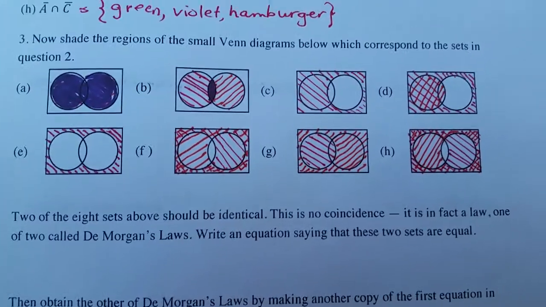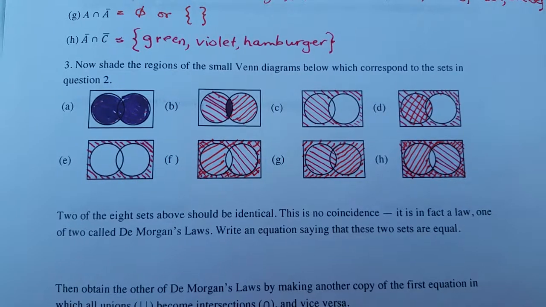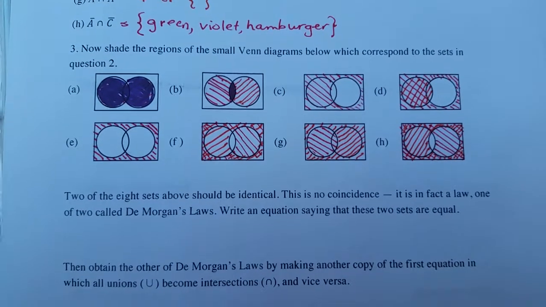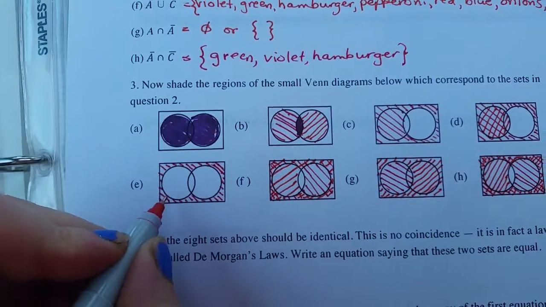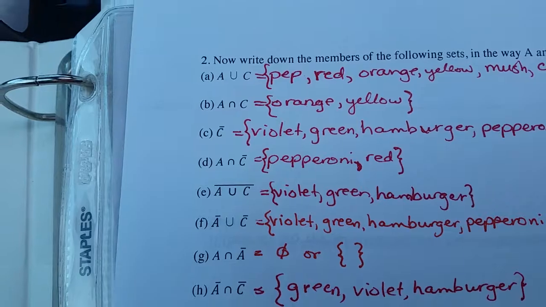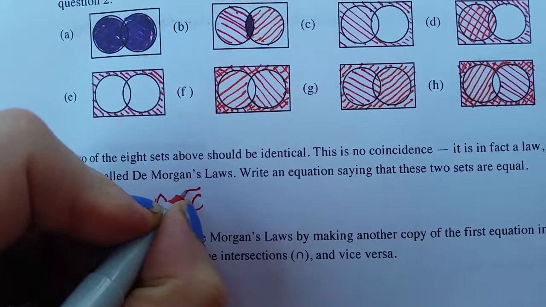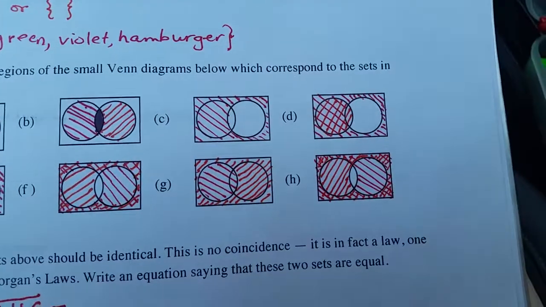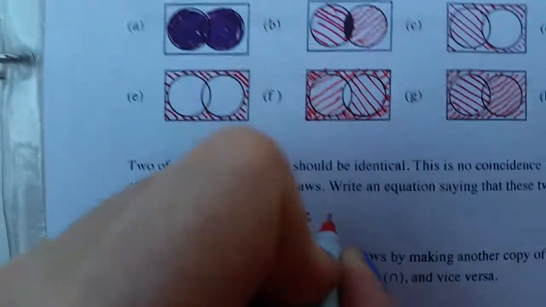Now, it says here, 2 of the 8 sets above should be identical. This is no coincidence. It is, in fact, a law, one of 2, called DeMorgan's laws. So write an equation saying that these 2 sets are equal. So E, remember, was A union C, then complement. And that is equal to that last set, which was A complement intersect C complement.